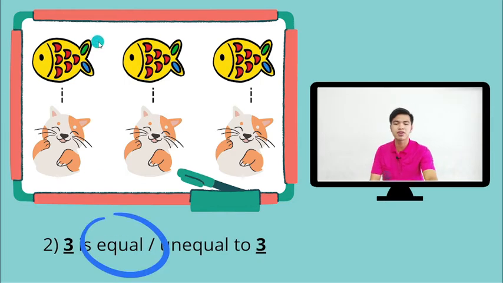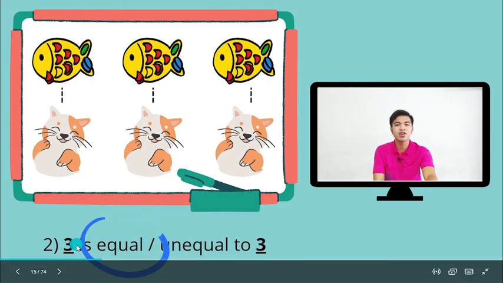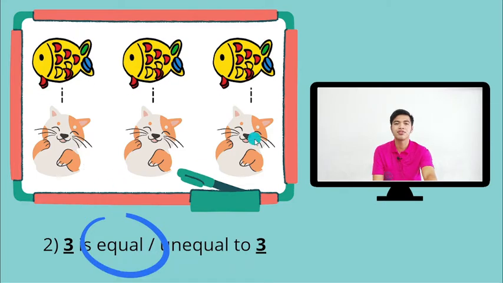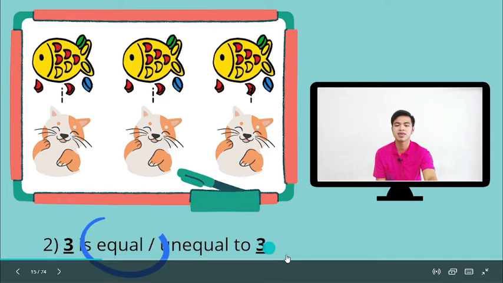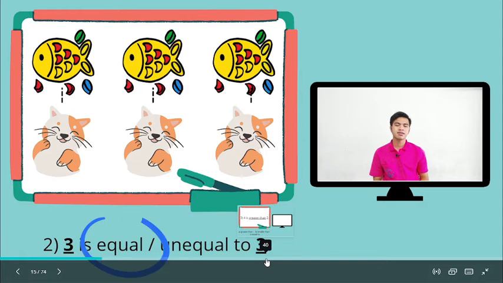But first, we have to count the fish. There are 1, 2, 3. And then, we're going to write number 3 down here. And then, we're going to count the cats. 1, 2, 3. There are 3 cats. So, we are also going to write number 3 down here. And then, we're going to decide, are they equal?